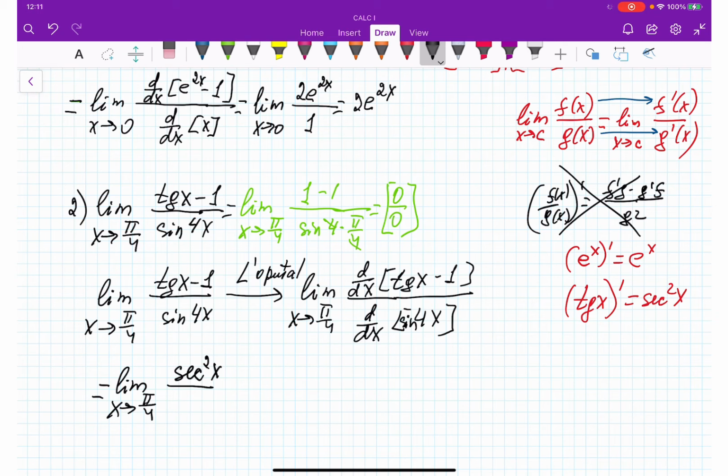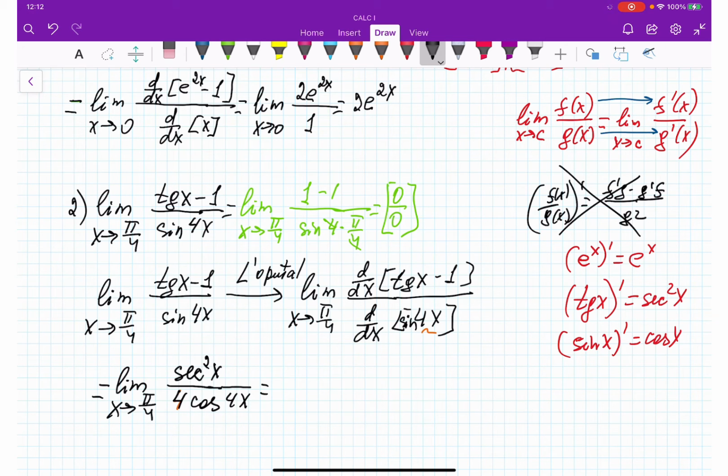So secant squared x, derivative of 1 is 0, and we divide by derivative of sine 4x. So derivative of sine is cosine x, right? So it's going to be cosine 4x, and then since it's a chain rule, instead of x we have 4x. That means we go inside and take derivative of 4x, which is going to be 4 cosine 4x.